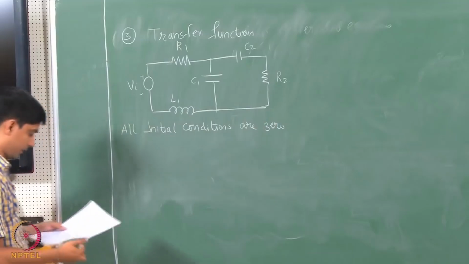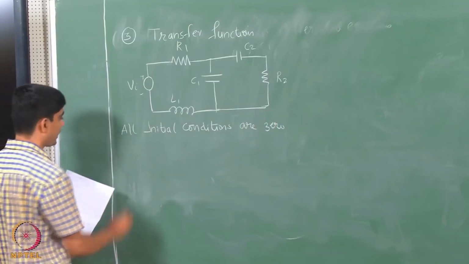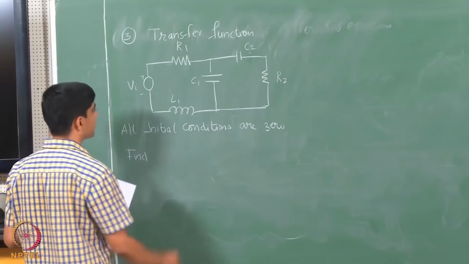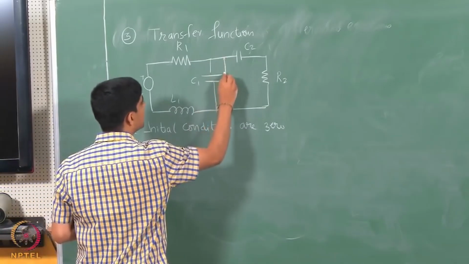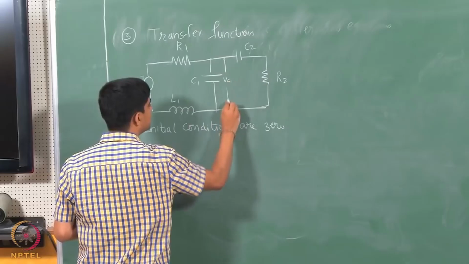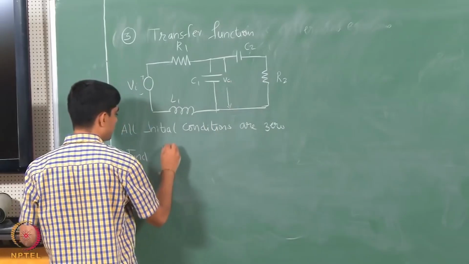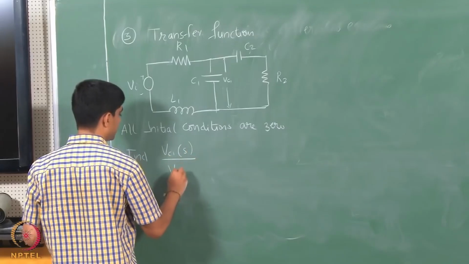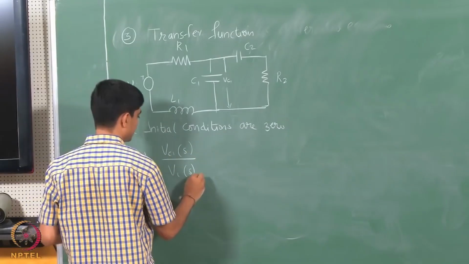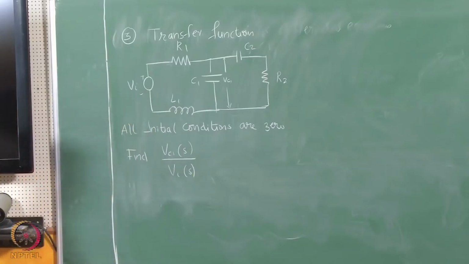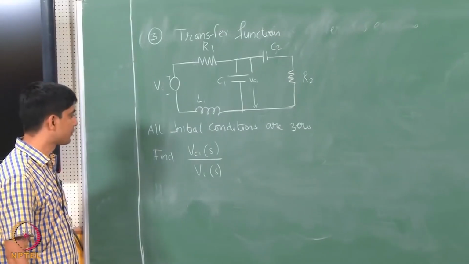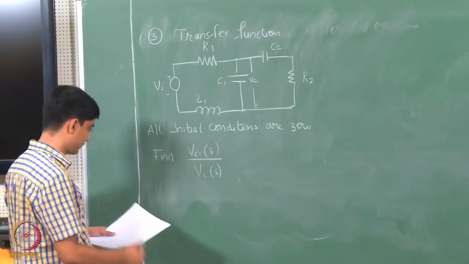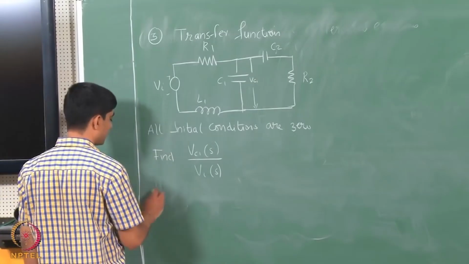Right. Okay. The first is to find the transfer function. So, if this is capacitor C1, let me call this voltage as Vc1. Find the transfer function Vc1 of s over Vi of s. Okay. So, let us step by step follow what we had learnt earlier, how to determine my transfer function. So, first is, well, write down the equations, right.